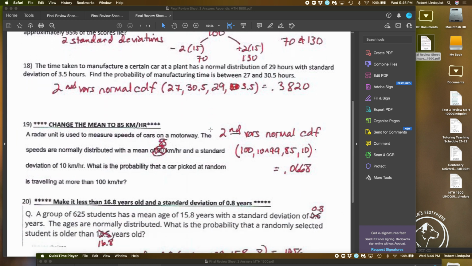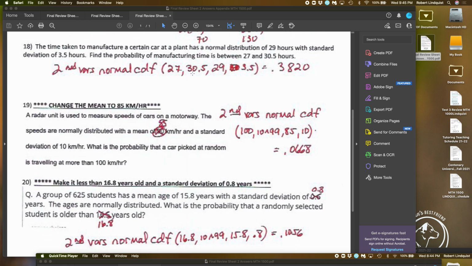Number 18. Time taken to manufacture a certain car at a plant has a normal distribution. Okay, as soon as they say that, I'm thinking normal CDF. Standard deviation of 3.5 hours. The time taken to manufacture is your mean of 29. Find the probability it's between 27 and 35. So the low end is 27, the higher end is 30.5, the mean is 29, and the standard deviation is 3.5. Put those numbers in, you get 0.3820.